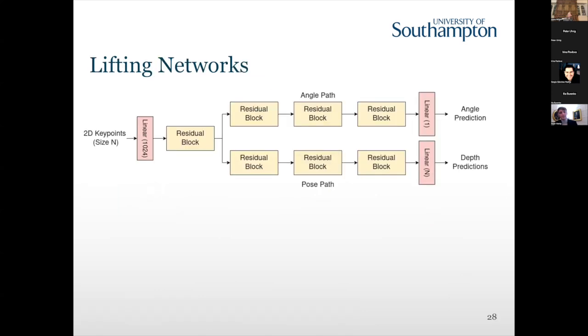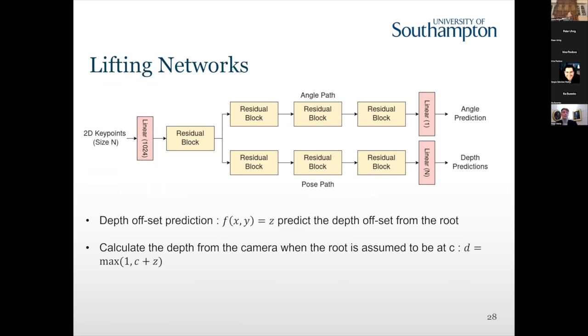So we have a lifting network with two paths: an angle prediction path and a depth prediction path. The depth prediction path is simply what I explained earlier. We have these two key points, X and Y, and then this predicts our Z, where the Z is the depth offset from the root. This still goes through the same thing. We calculate the depth of the camera when the root is assumed to be at C. So we get this D, which is just the max of 1 and C plus my depth prediction Z, and then we construct my final 3D pose.